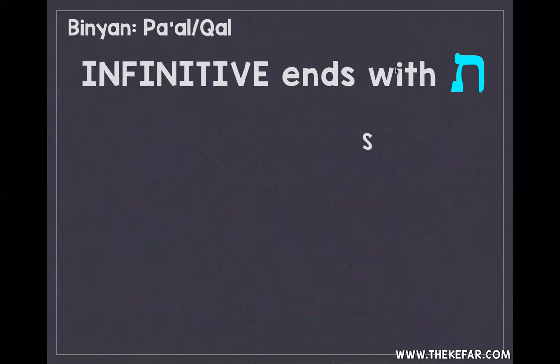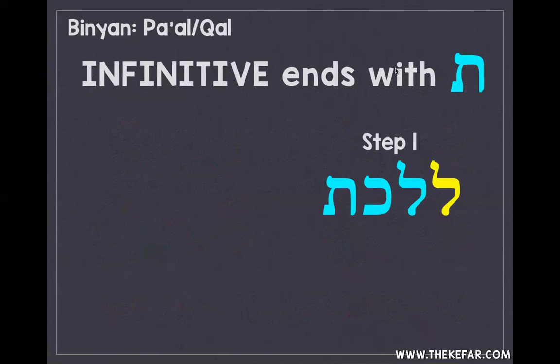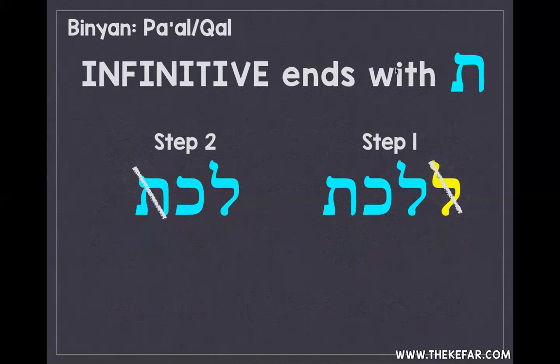So three steps that you're going to take. The first one is the usual, get rid of that initial lamed. We have lalechet, get rid of that initial lamed. The second step, now we're going to get rid of that final tav, because this tav basically serves one purpose. You can look at it this way. The tav at the end of this infinitive is letting us know that we're missing the first letter of our root. Now that we know we're missing the first letter of our root, the tav can be excused. It's not a part of the root. It's just there to let us know you don't have all the letters here. So now that we know that, we can get rid of it.